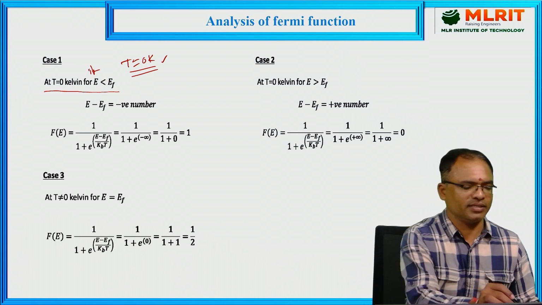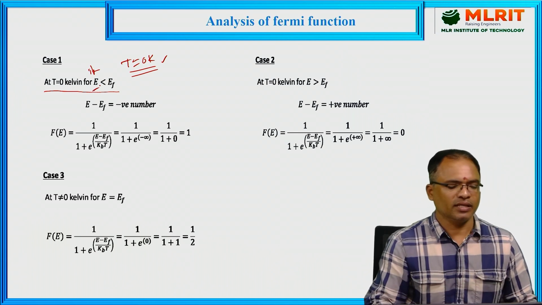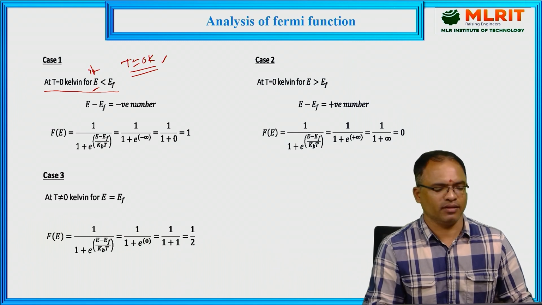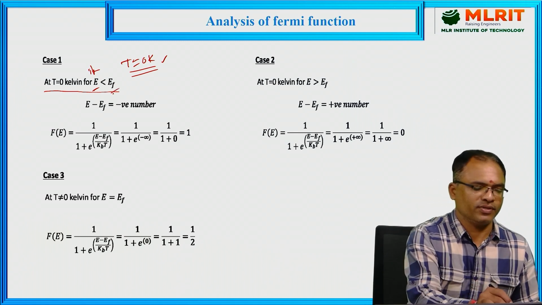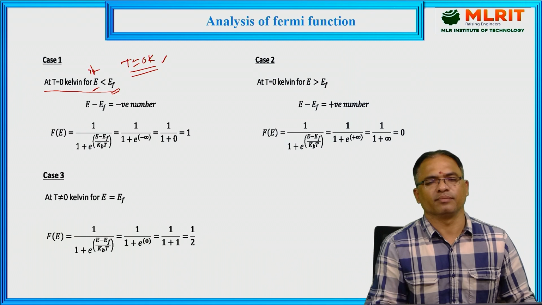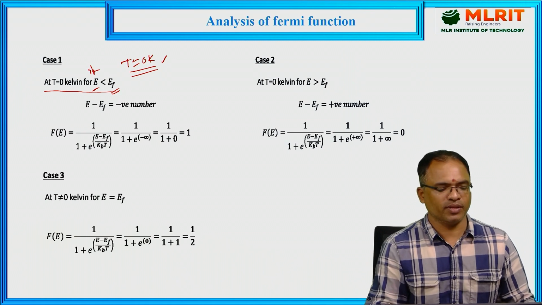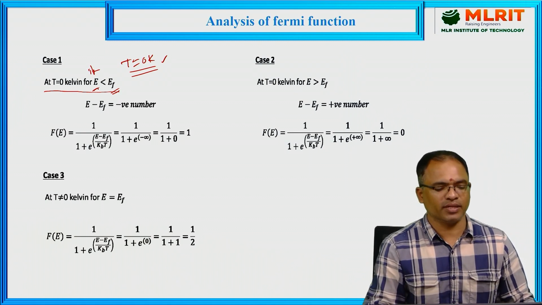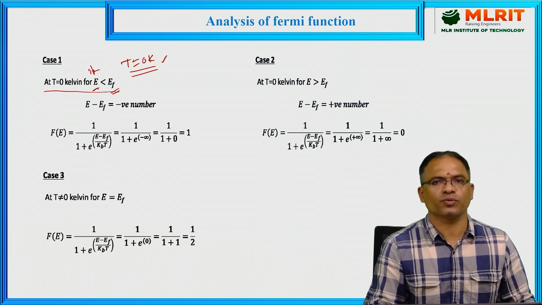Capital E is nothing but the energy in which the particles are occupied, the energy of the energy level. What is EF? EF is called the Fermi energy. So now if the energy of the energy level is less than the Fermi energy, in that case what happens to the Fermi function?